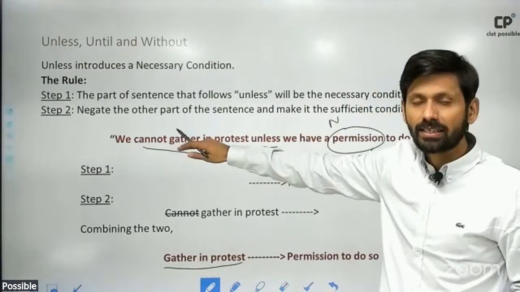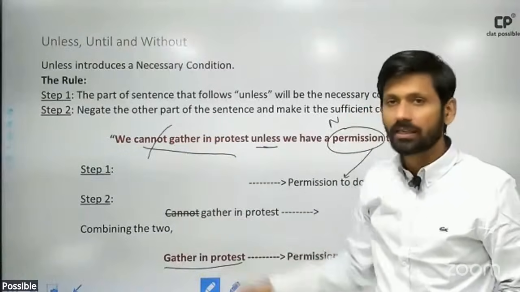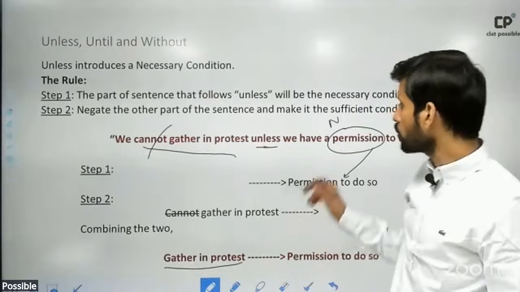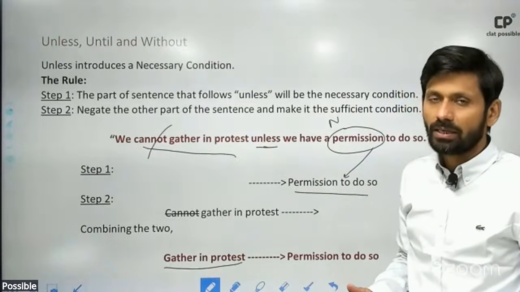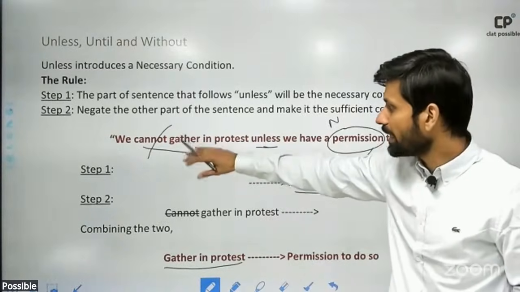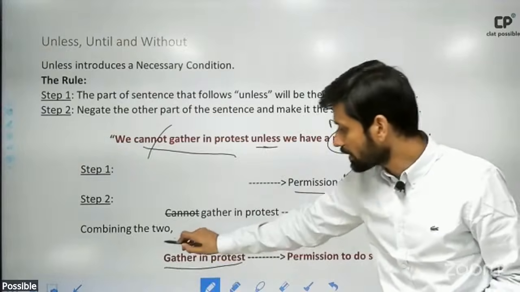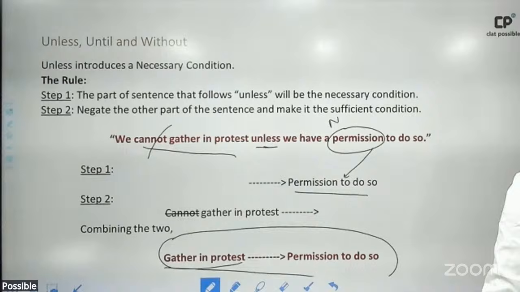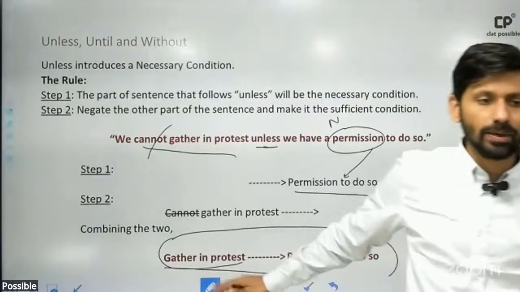तो आप देखो जो स्टेटमेंट का लेफ्ट वाला जो सफिशिएंट वाला पार्ट था उसको हमने निगेट कर दिया है, कैन नॉट चला जाता है, राइट? अदरवाइज द स्टेटमेंट विल नॉट मेक सेंस. सो द रूल इज कि जो भी अनलेस के बाद आएगा that will come on the right of the arrow, that will become the necessary part in the conditional diagram. The remaining part on negation will come on the left. So this becomes my conditional diagram. Okay, permission is necessary to gather in protest. So this is how I draw.